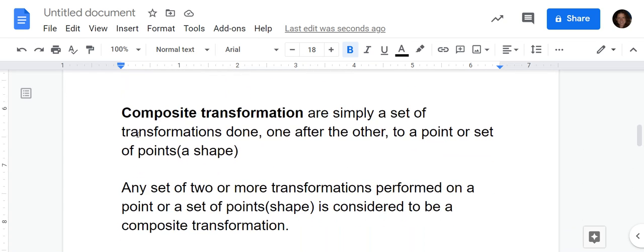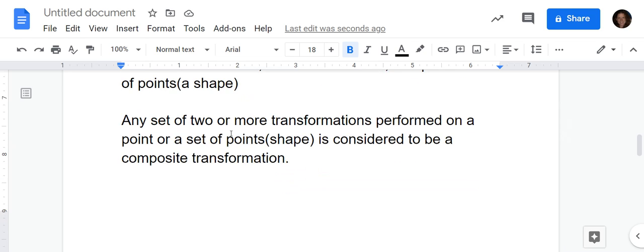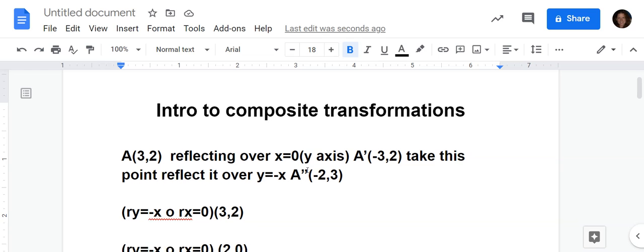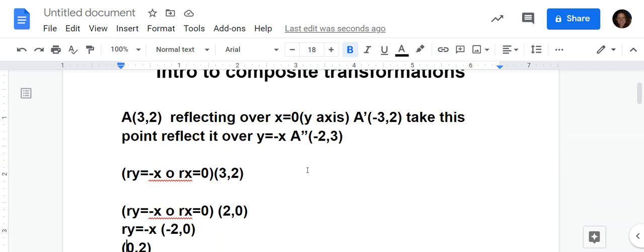I do want to emphasize that composite transformations are simply a set of transformations done one after another to a point or a set of points like a shape. Any set of two or more transformations performed on a point or a set of points or shape is considered to be a composite transformation. So if I'm doing more than one. In this case, I did a reflection twice, but you could do a translation and then a reflection, or a rotation and then a reflection. And we could get to there.